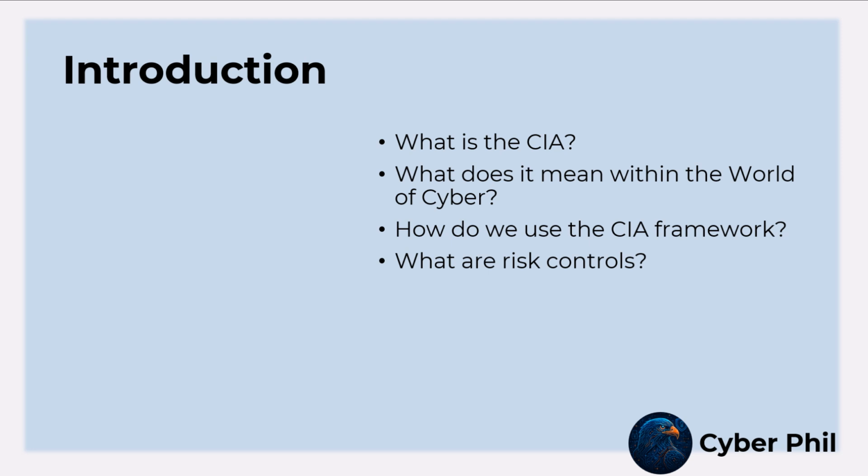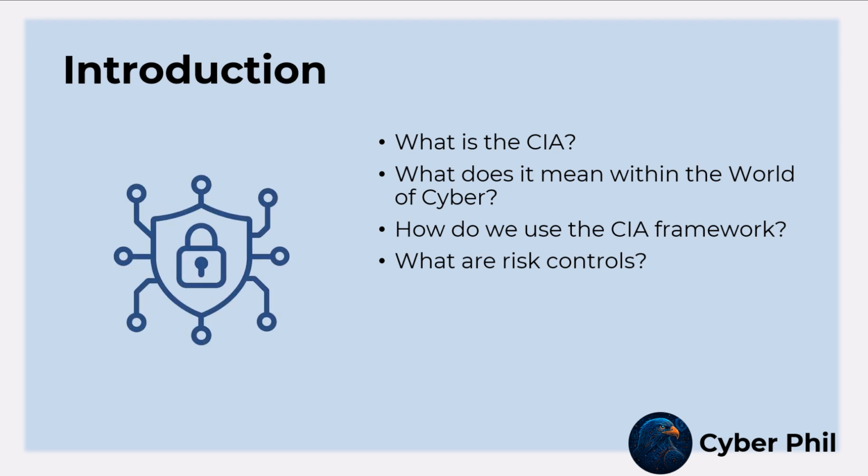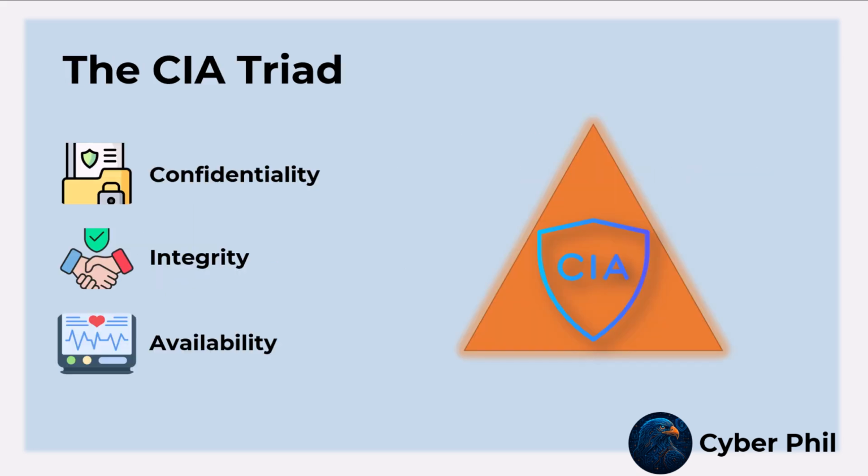So coming up in this presentation, first of all, we're going to discuss what actually is the CIA. What does that mean to us within the world of cyber? More importantly, I'm going to discuss how we actually use this CIA framework within our day-to-day life within the world of information security, and then we'll go on to talk about some important risk controls which also dovetail in with the CIA framework.